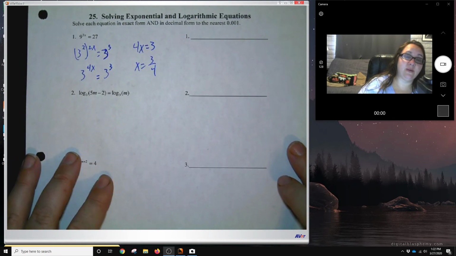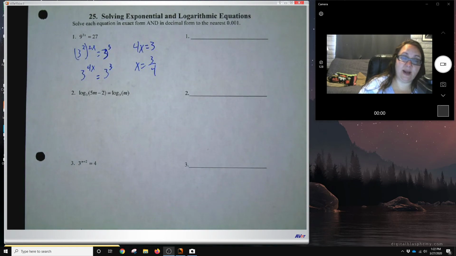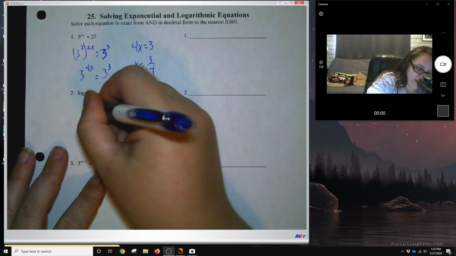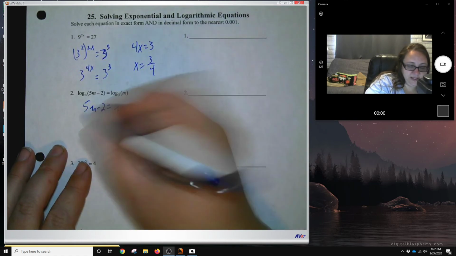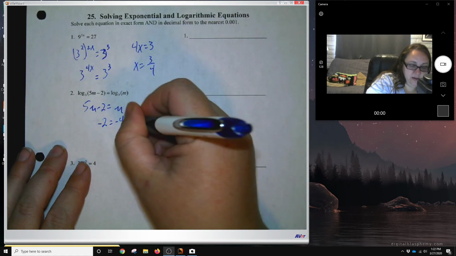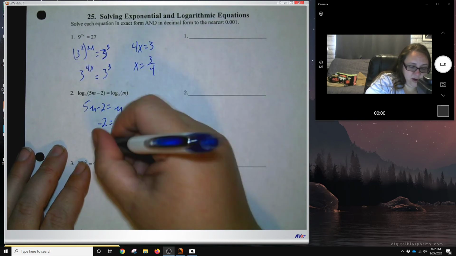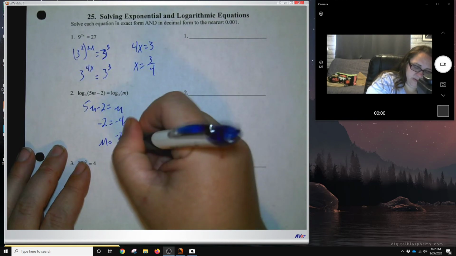For the next one, we have a log with the same base on each side, so I can drop the logs and just say 5m minus 2 equals m. I'll subtract the 5m, divide by the negative 4, which is 1/2.